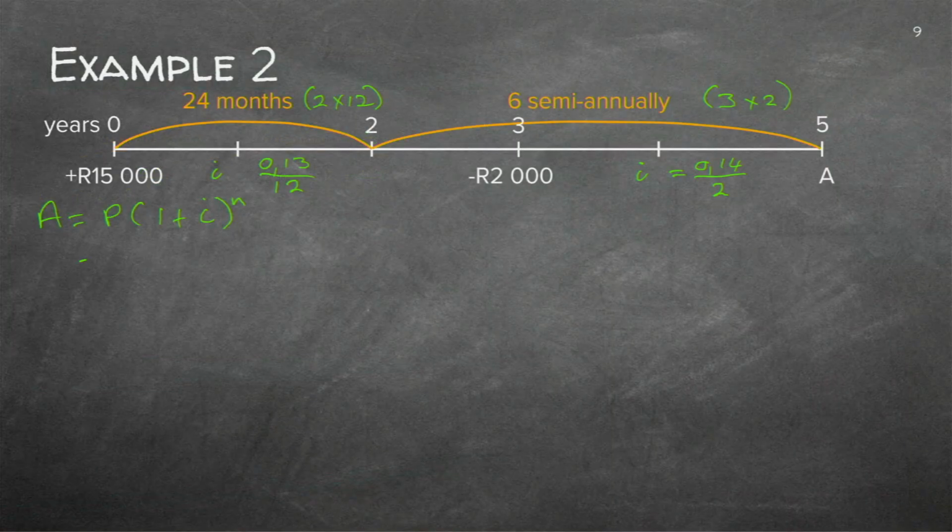So if I do my sum now, it will be 15,000 Rand to start off with. 1 plus, the first i was 0.13 over 12, to the power of 24. Remember, it's 2 times 12. Right behind it, I'm going to put my next slot because I need to get up to 5 years. All sums work to the very end. So it's going to be 1 plus the new interest rate, 0.14 divided by 2, to the power of 3 times 2, which is 6. Now that gives me my investment of 15,000 Rand.